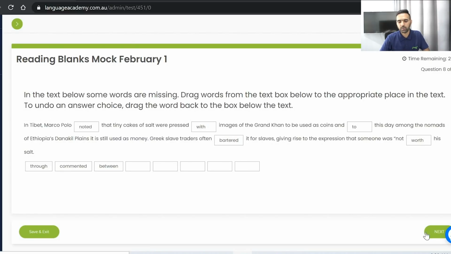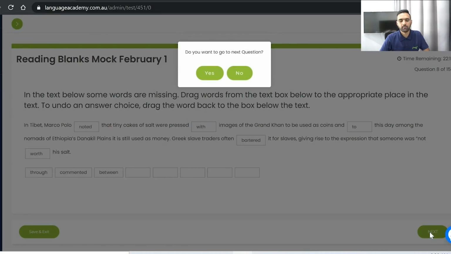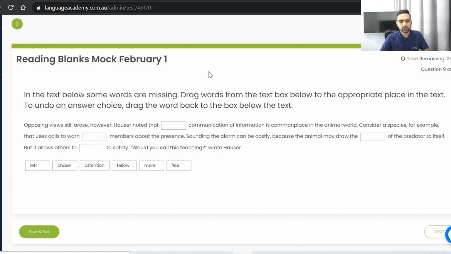If you've got it right, very well done. If not, let's have a look at the explanation again and then move on to number 9. Number 9, 2 minutes for this as well, please.